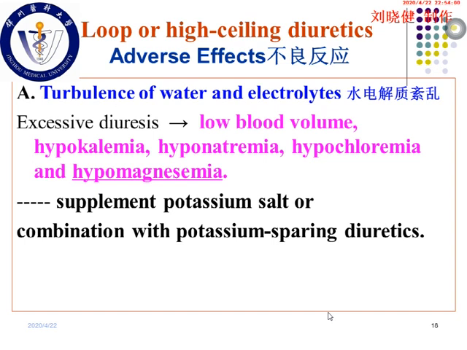Because these drugs have very rapid and potent diuretic effects, especially promoting electrolyte excretion, they first induce disturbance of water and electrolytes when used too much or for a relatively longer time. Because of excessive diuresis, they may induce low blood volume, hypokalemia, hyponatremia, hypochloremia, and hypomagnesemia. Especially they more often induce hypokalemia. So it is necessary to supplement potassium salt or combine with potassium-sparing diuretics.